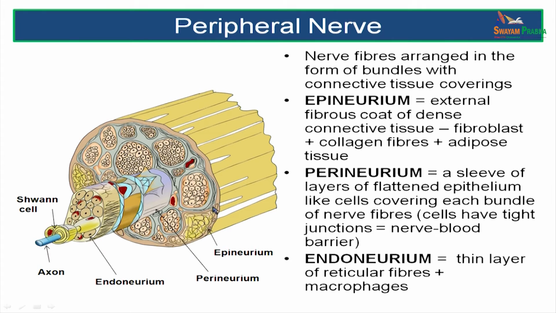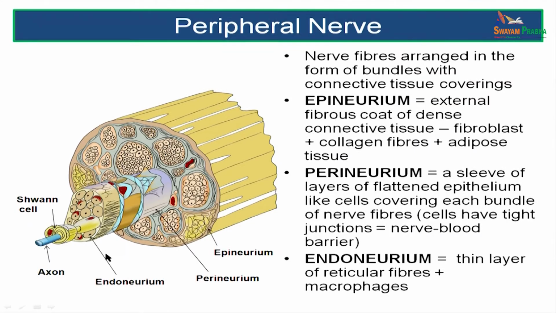The epineurium sends septae into the nerve which divide the nerve into bundles also called fascicles. Each fascicle is covered by an extension of the epineurium which is called the perineurium. The perineurium will now contain a bundle of nerve fibers. Each nerve fiber is covered by a very delicate layer of connective tissue called the endoneurium. Endo meaning inner.